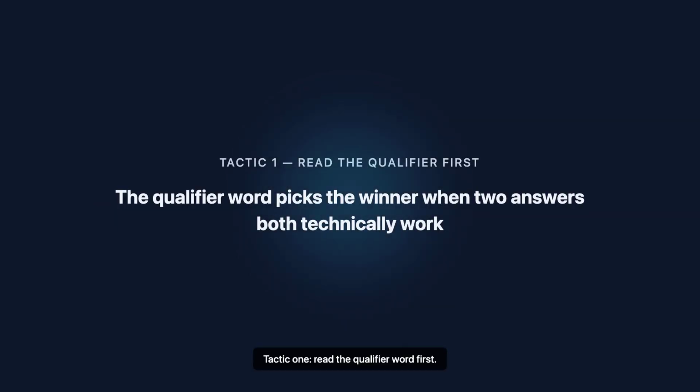Tactic 1. Read the qualifier word first. Before you even look at the options, hunt for words like most cost-effective, least operational overhead, most secure, or best practice. Very often 2 answers technically work, and the qualifier is the only thing that picks the winner. Remember the patterns we saw? Least overhead favors managed and serverless services over self-managed EC2, and most secure EC2 access favors an IAM role over stored keys.